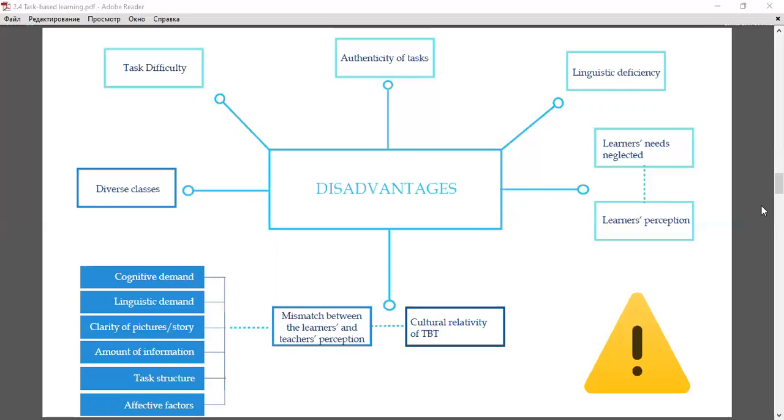And the last one is authenticity of tasks. There are tasks like describing a picture to someone else so that they can draw the picture, identifying the differences between two pictures, telling a story based on a picture, etc., which are unlikely to occur in real life situations.